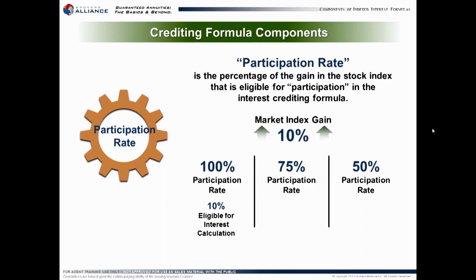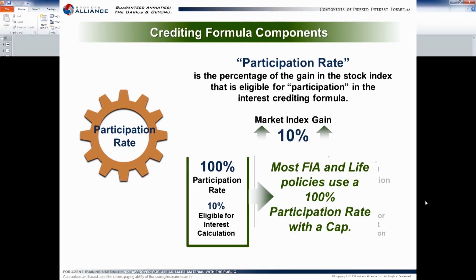If my participation rate is 75%, then what that means is 75% of the 10% gain is going to be eligible for participating in the rest of the crediting formula. So in that case, if the market did 10% gain, but my participation rate was 75%, then 7.5%, or 75% of 10%, is going to be eligible for that interest calculation. And again, taking that same concept, if my participation rate is 50%, then with a 10% market gain, 5% would be eligible for interest calculation. Again, 50% of the gain, in this case, 50% of 10%.